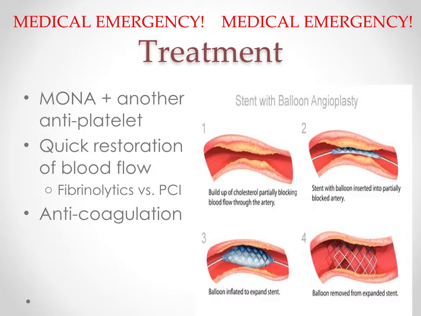Quick reperfusion of the obstructed vessel can be accomplished in two ways: fibrinolytic medications and percutaneous coronary intervention, also known as PCI. So fibrinolytic medications such as alteplase or reteplase are used if PCI is unavailable at the facility. But PCI is the most commonly used method. This uses emergent angiography to identify the blocked vessel, which is then opened by a stent. The picture on the slide shows how a stent is placed.